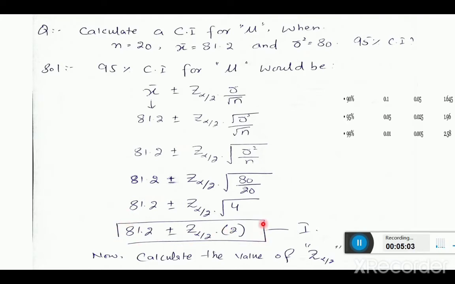But yet it is not complete, the reason is we don't have the value of z alpha by 2. Now I have to calculate the z alpha by 2 value. Now look at here, calculate the value of z alpha by 2, now let's start.